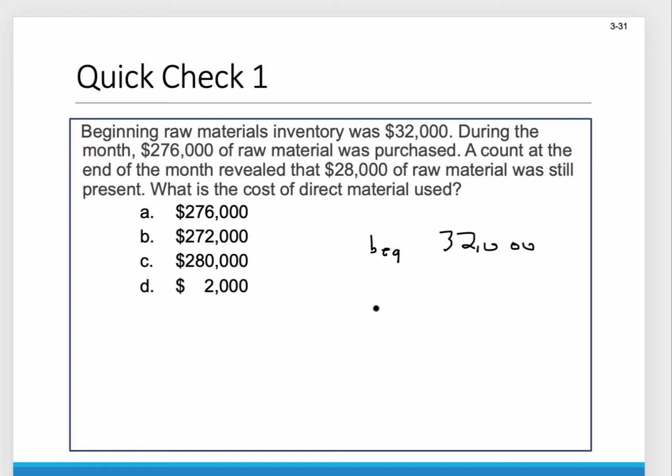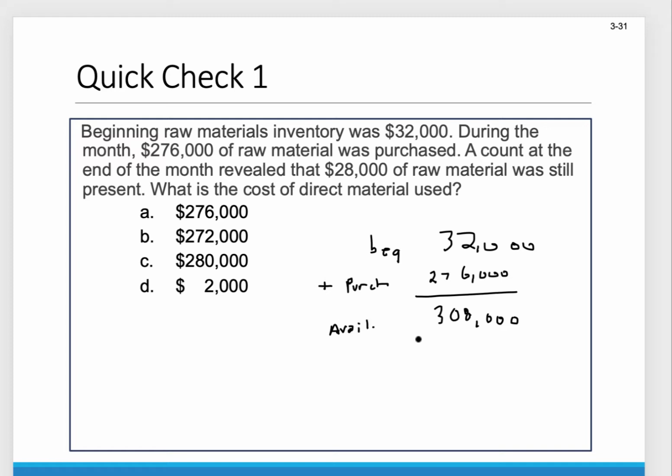During the month we purchase $276,000 of raw materials. So 276. So we need to add our purchases. So if we add up the $32,000 of beginning raw materials inventory plus the $276,000 of raw materials inventory that we purchased, we get $308,000. This is raw materials that are available to be used. So I'm going to abbreviate and say avail for available.